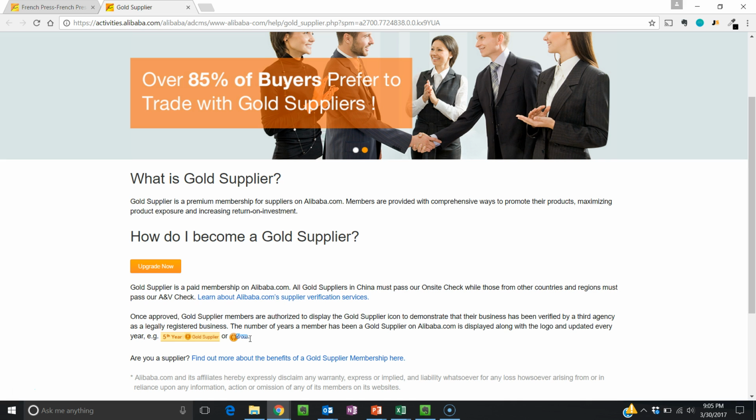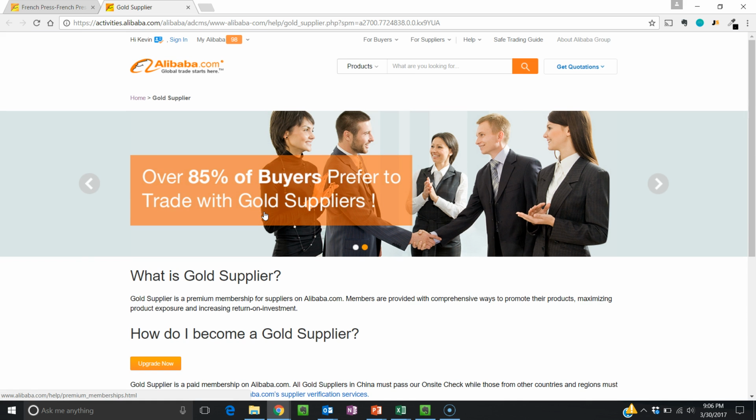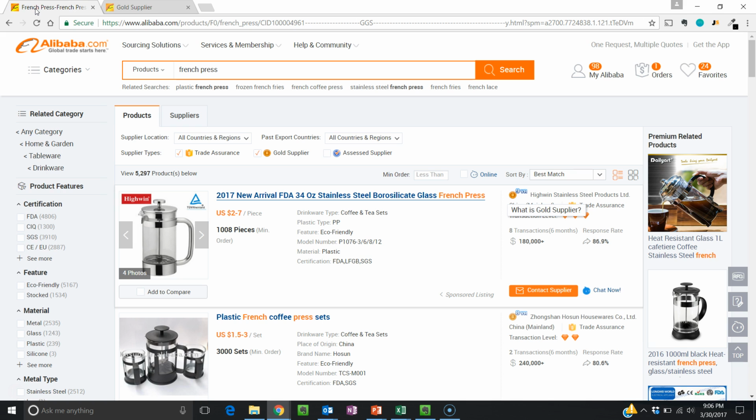If they've been a 5-year gold supplier, they've been on there at least 5 years, and they weren't not sending products out to the point that they were getting kicked off Alibaba. So I would say that's definitely something to look for. Are they a gold supplier? Basically, are they in the club? Where it says over 85% of buyers prefer to trade with gold suppliers, that's 100% true. I wouldn't even be surprised if 85% is pretty low. So I would always look for gold suppliers.